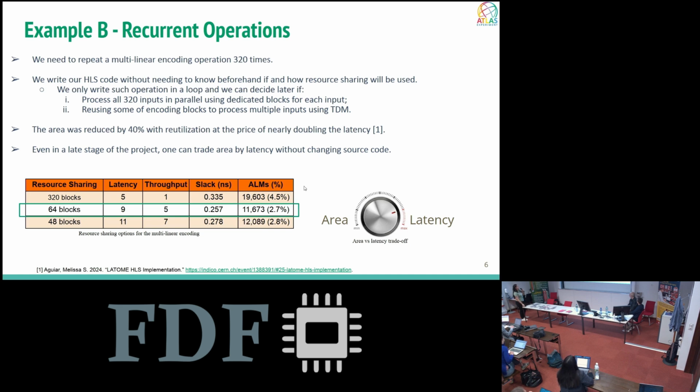And then with one single click of the button in the high-level synthesis tool, we could decide to use 64 blocks to share these resources. So the latency increased to 9, and the area decreased by 40%. And we also tried to use 48 blocks. The latency increased, and the area also increased. So we decided to use this second option.